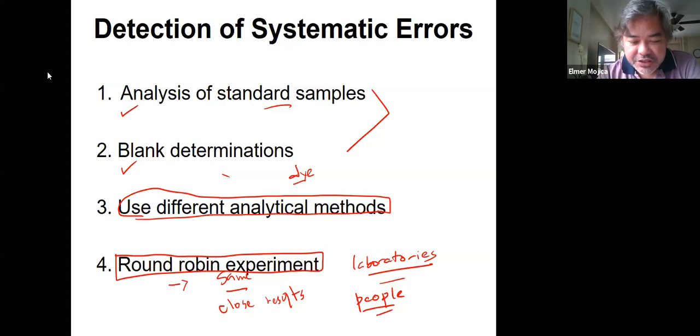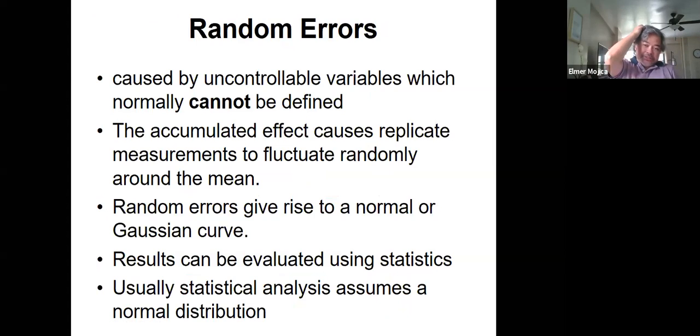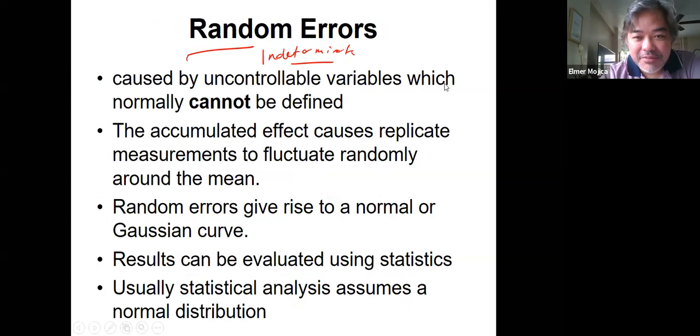Okay, so let's continue with the other error, the random one. From the word itself, random or indeterminate, these are errors that are caused by uncontrollable variables which cannot be defined. And the accumulated effect causes replicate measurements to fluctuate randomly around the mean. So it can be higher or lower than the true value.